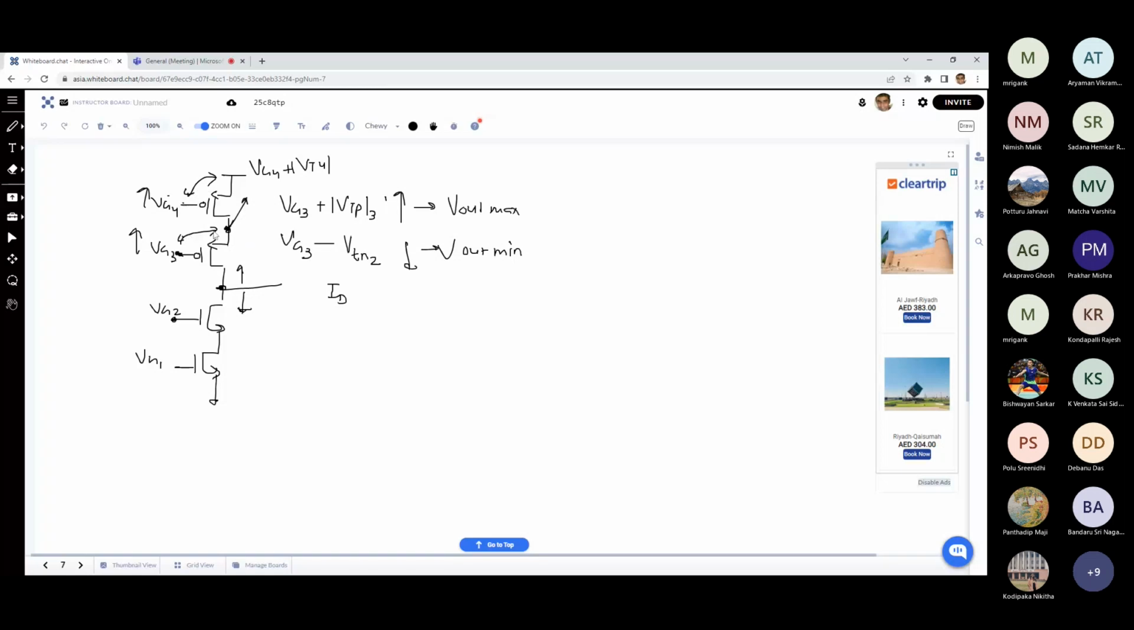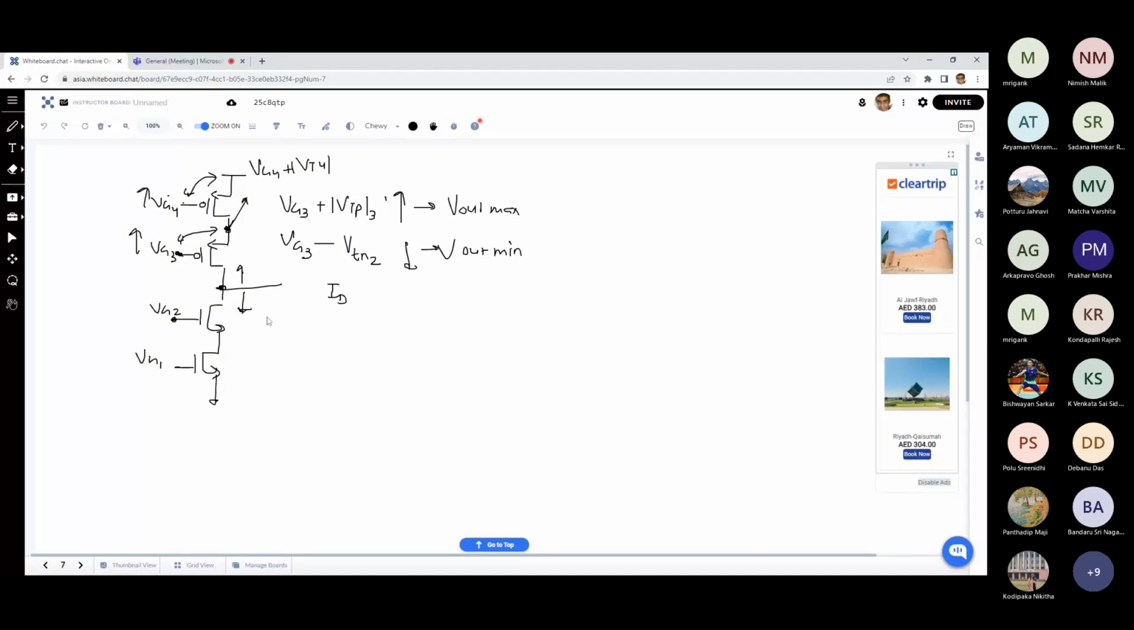Ultimately, I have to minimize the VSG. How will you minimize the VSG? By increasing the width, by increasing the W by L ratio. For a given ID, if you increase W by L, the required VGS will go down, or in case of PMOS, you can call it VSG will go down, and therefore the upper limit will increase.